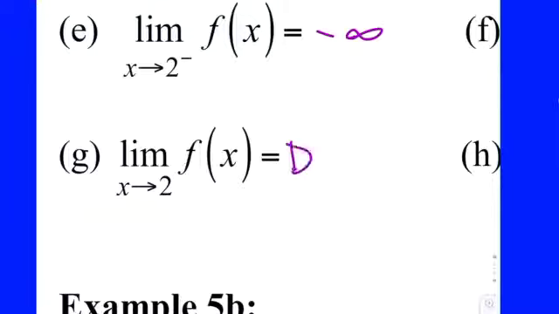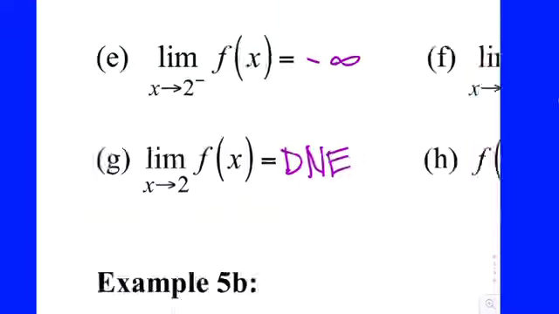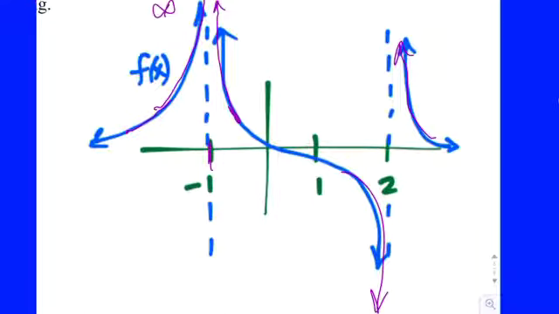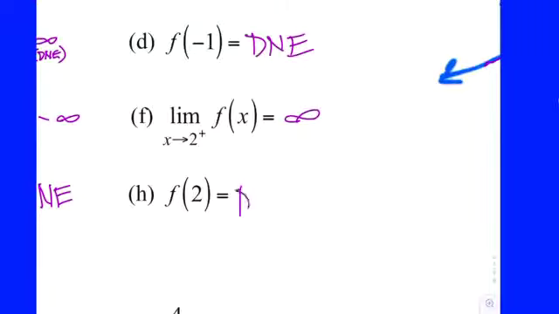Excellent. Y'all are catching on fast. DNE. You cannot give two answers, so you cannot say plus or minus infinity. It has to be one answer, and because it's not doing the same thing on both sides, you've got to put DNE, okay? Non-existent. And then finally, f of 2. You see any dot at 2 up and down? No dot, right? So DNE as well.